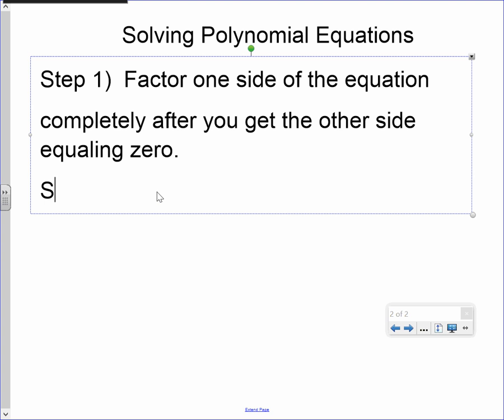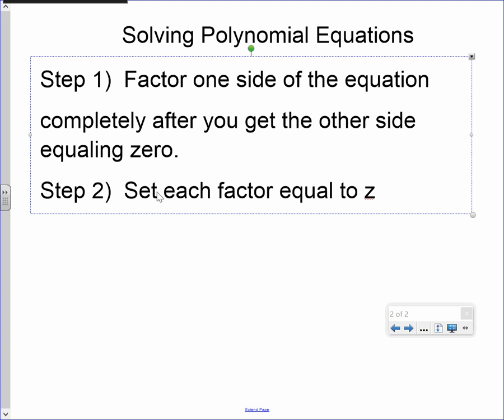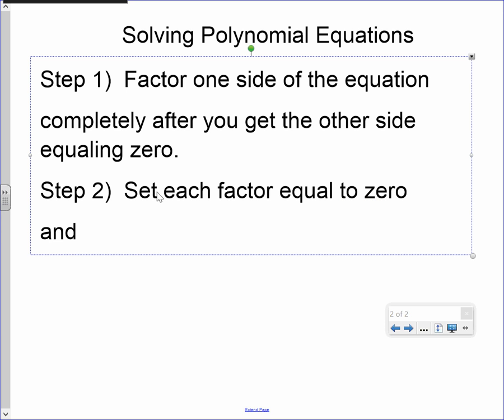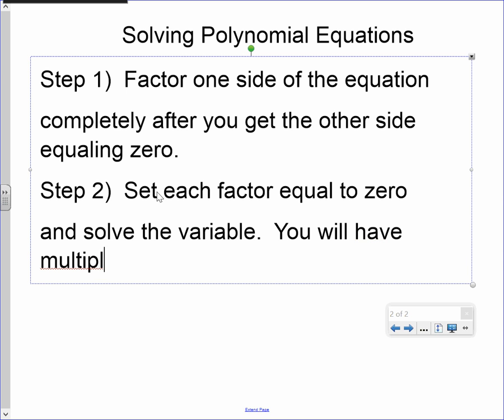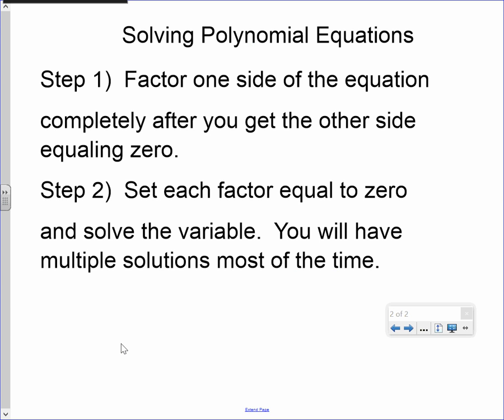Step 2. Set each factor equal to 0 and solve for the variable. You will have multiple solutions most of the time. Done. Two-step process. Write that down.